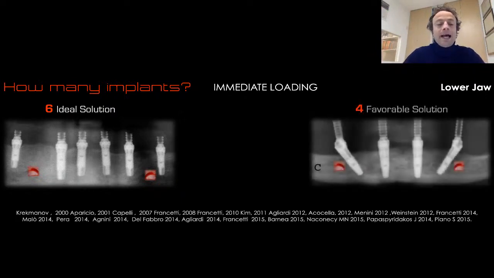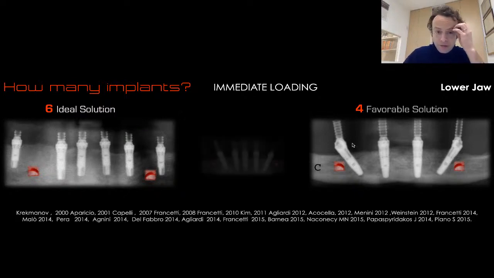In all the other situations, when I cannot do something like this, because it's the best solution but unfortunately not really common, option B is this one. But it is not an option B because it's not as good as this one. It's because we have to use this kind of approach when it's not possible to place this kind of implant distribution, because we don't have enough bone.